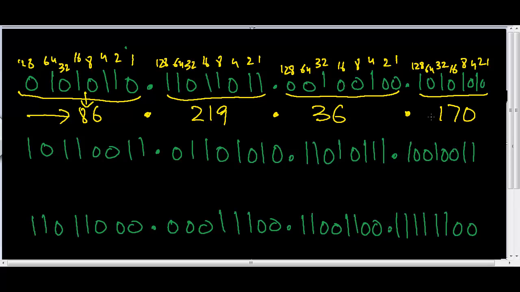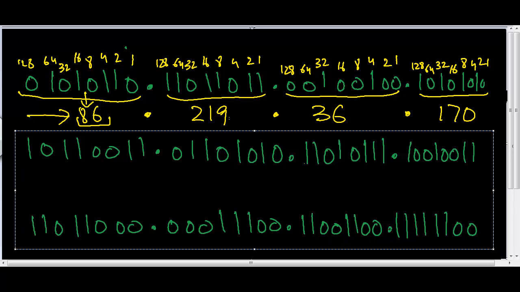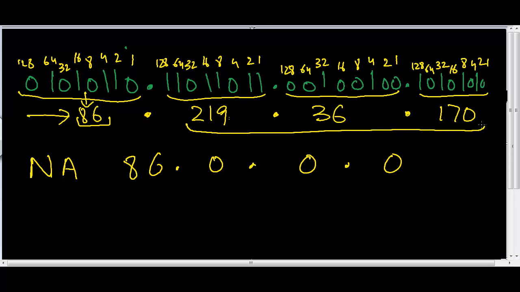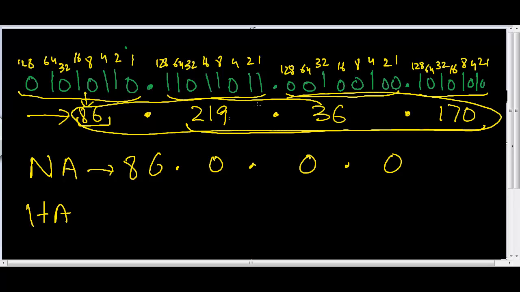86.219.36.170. Now we know that this is a class A address, so this is going to be what? This is going to be the network address part. The first 8 bits are going to be the network address part. So in this case, the network address is going to be 86.0.0.0. What I've done is I've set all the host bits to 0 just to indicate that this is the network address, right? And the host part of this whole IP address is going to be what? I'm just going to set the network address part to 0, and the remaining is going to be the host address part.